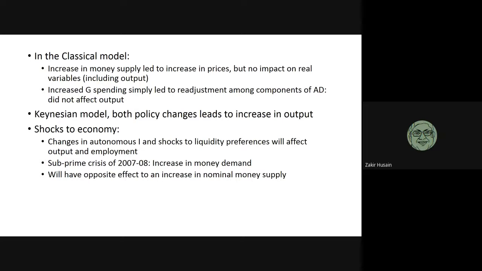In the Keynesian model, however, both an increase in money supply and increased government spending lead to an increase in output. For instance, if we think of shocks to the economy, like a change in autonomous investment or shocks to liquidity preference, this will affect output and employment.